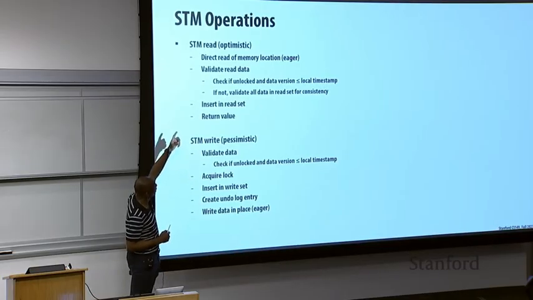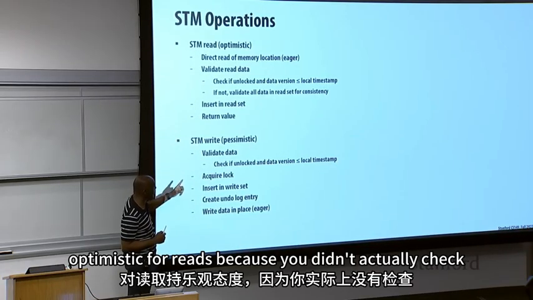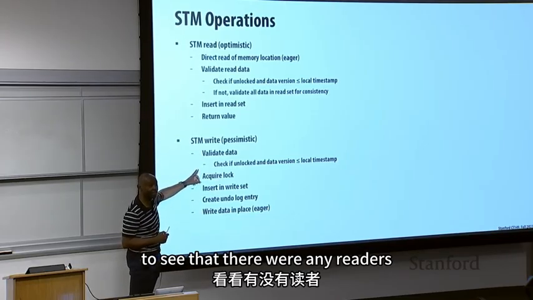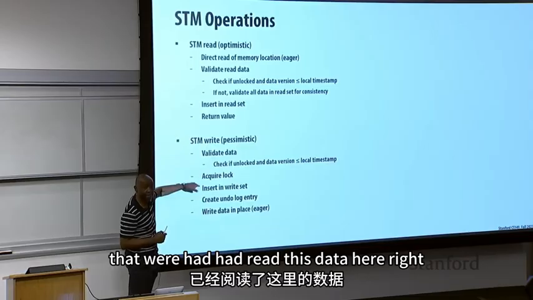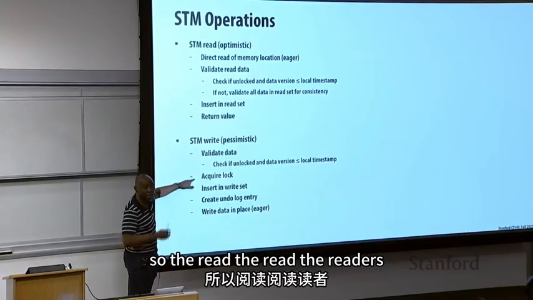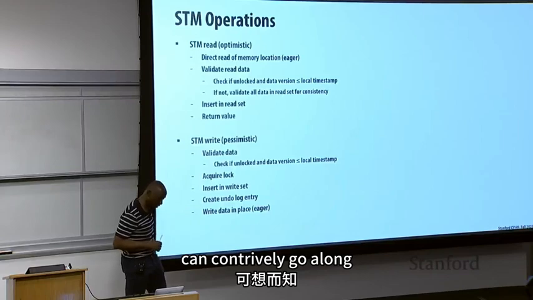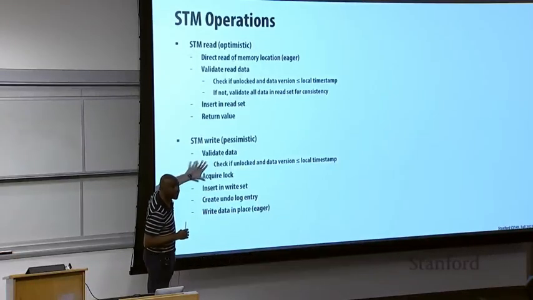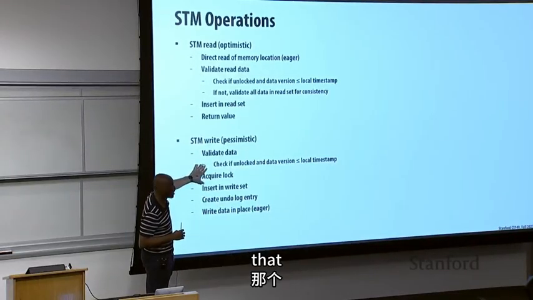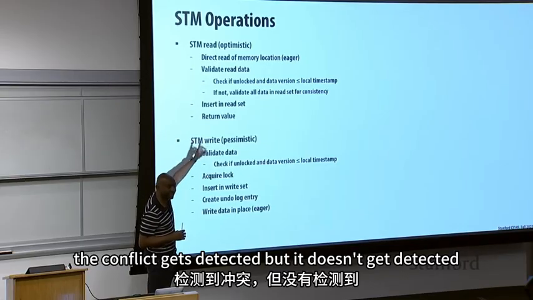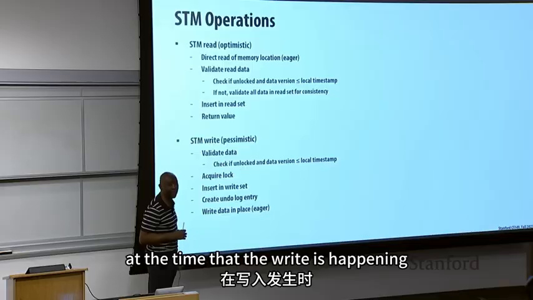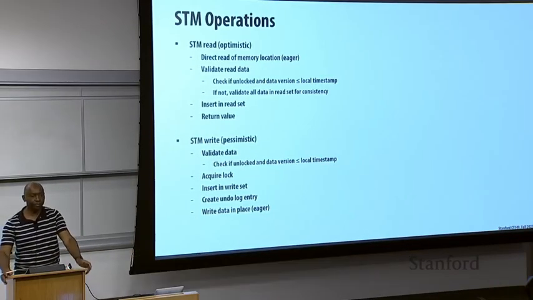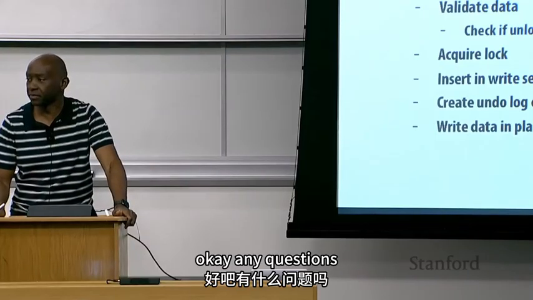But it's optimistic for reads because you didn't actually check to see that there were any readers that had read this data, right? So the readers can blithely go along. It might turn out that later, when this transaction tries to commit, the conflict gets detected, but it doesn't get detected at the time that the write is happening. So in that sense, it's optimistic for reads. Okay, any questions?